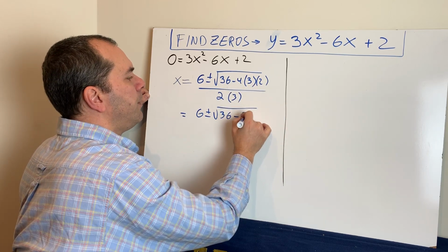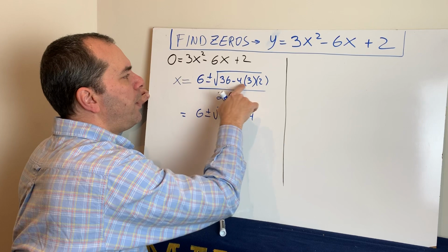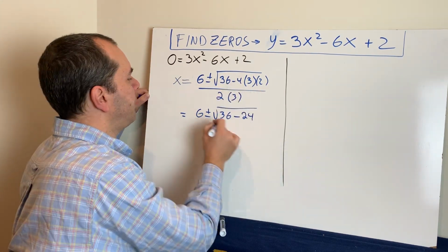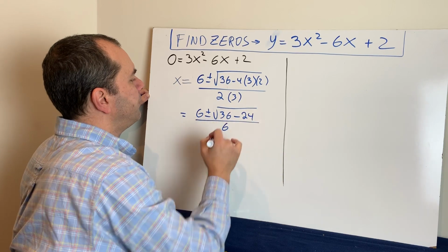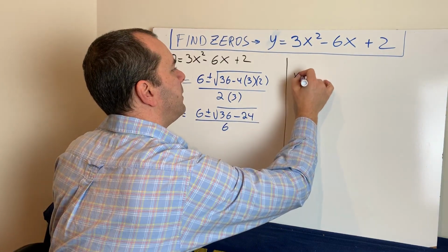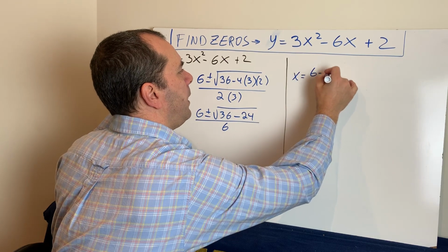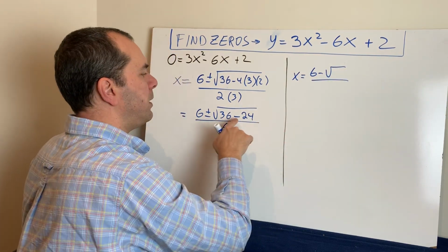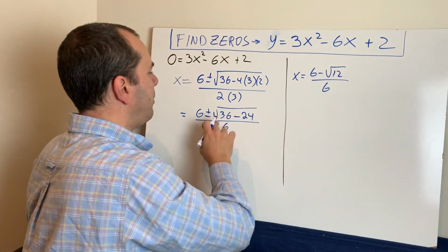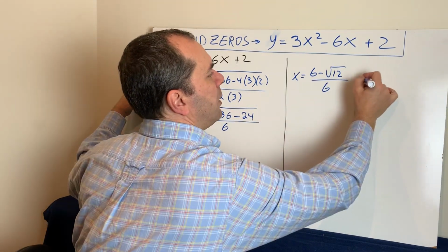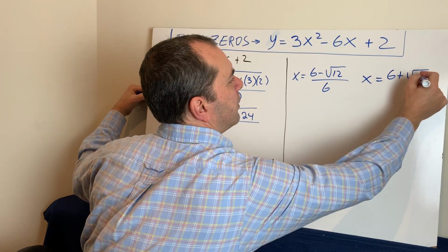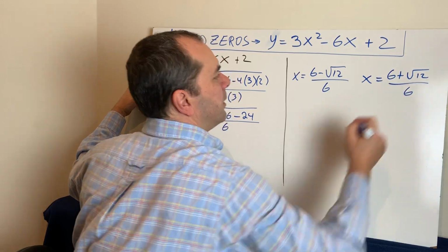That gives us 24. Notice that there's only one minus. If there were two negative signs, that would have been a plus. But in this case, it's actually a minus. Divided by 6. Okay, so let's break it up into two little ones. So we have that x is 6 minus the square root of 36 minus 24, which is 12, divided by 6. And then I have to do the other one, which is x is equal to 6 plus the square root of 12 divided by 6.